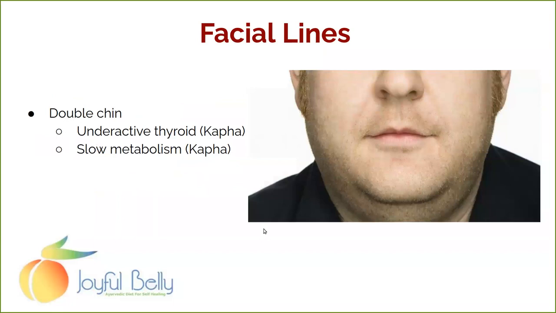All right, double chin can be a sign of underactive thyroid and slow metabolism. So that's more kapha. Again, this person has a very cold constitution. Their skin is pale. The lips are pale. The metabolism is slow. So when I see this person, I know that they may have a tendency to be a little sluggish, right? And so I'm going to have compassion for that. And I'm also going to try to give them pep talks, try to get them going, a little pep rally, stimulate them.